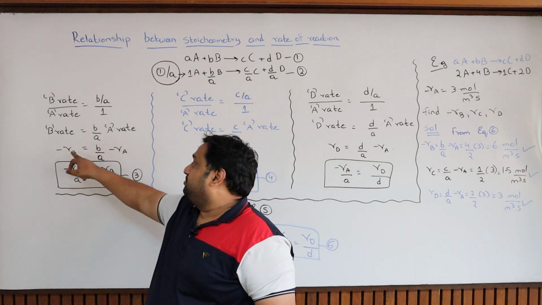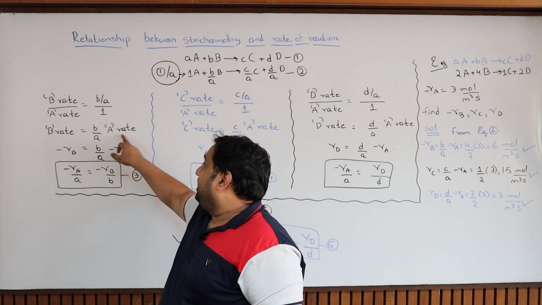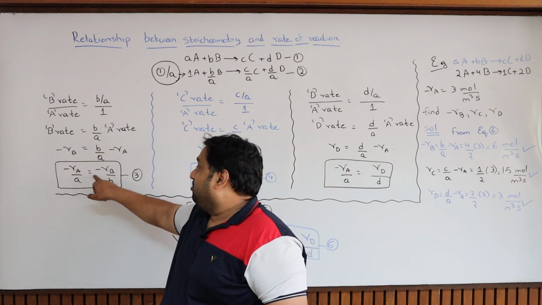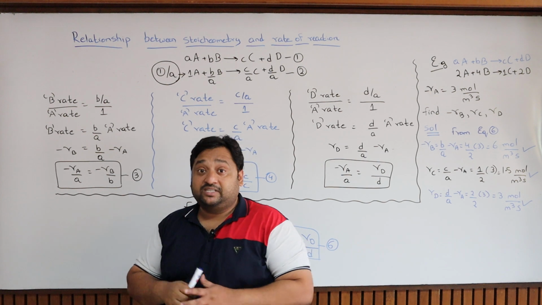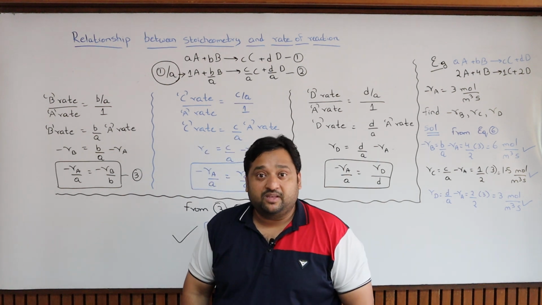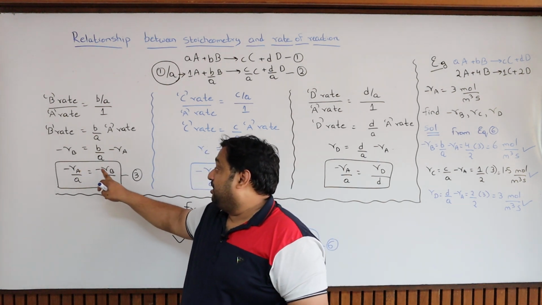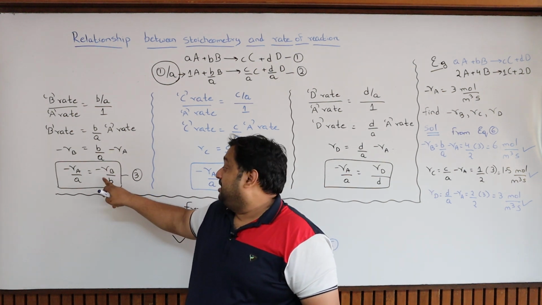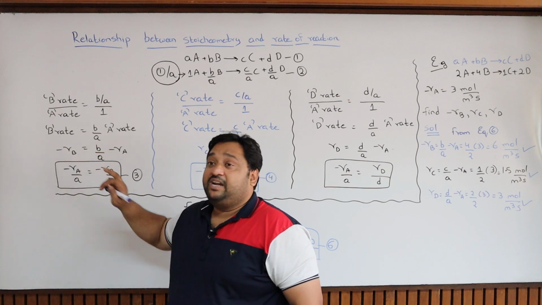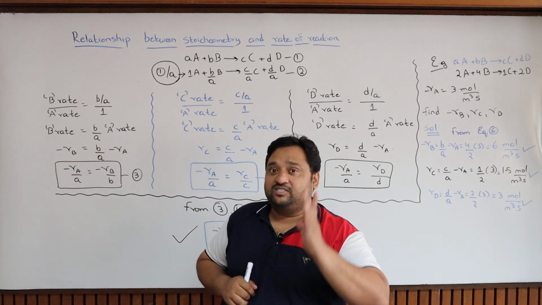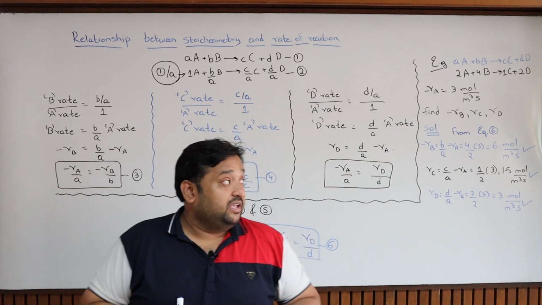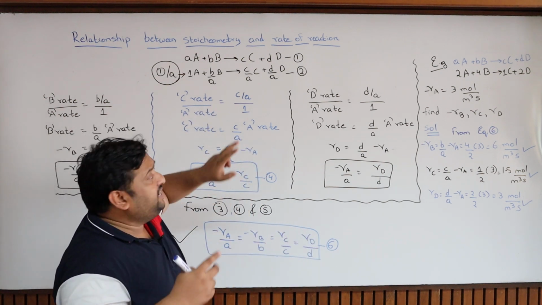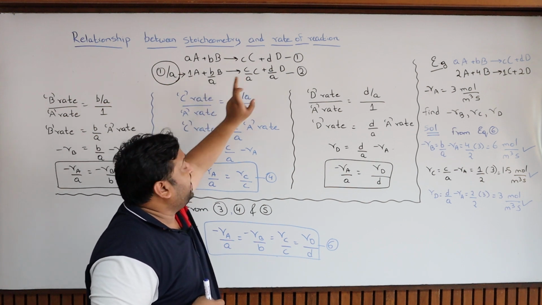The rate of B, minus r_B, is nothing but b/a times minus r_A. From this, minus r_A divided by a is equal to minus r_B divided by b. Now you can see the first relationship has come. If you know A, you can calculate B. What is my rate? The rate of reaction of B is nothing but b/a times the rate of reaction of A. That means the first relationship has come. Similarly, because we have seen A with B, let us see A with C.